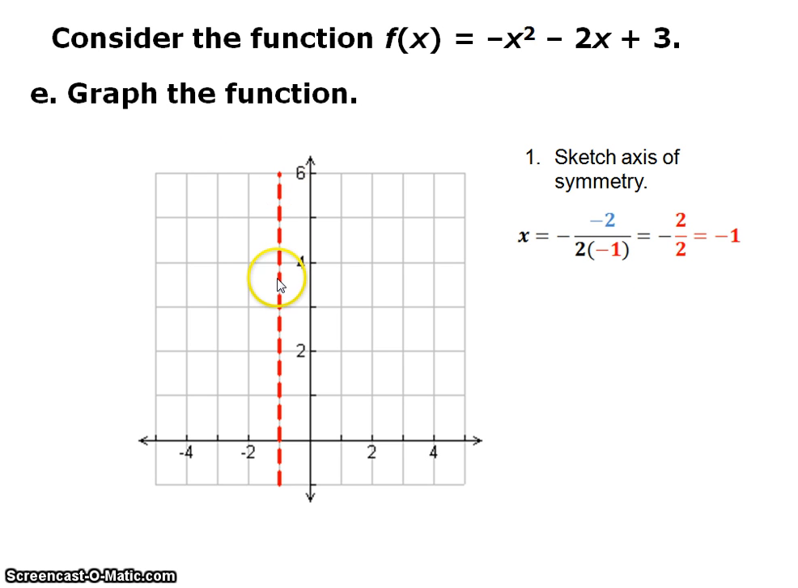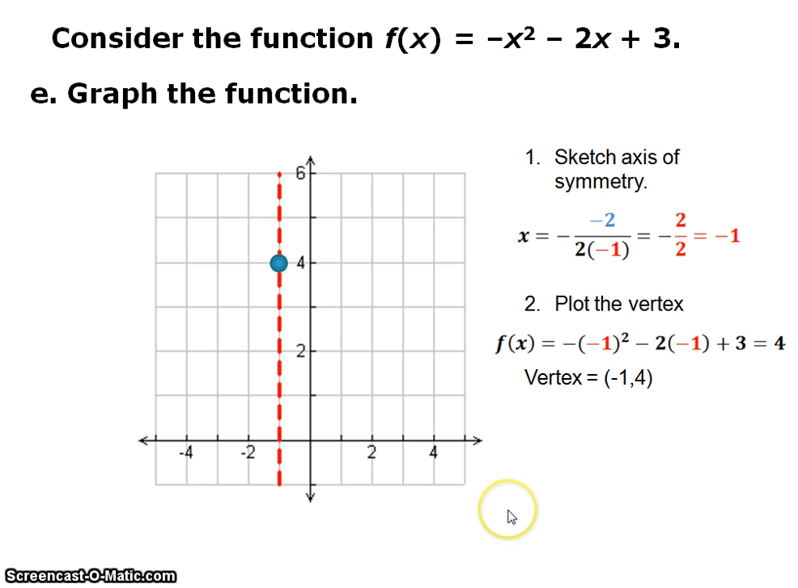And so I graph this vertical line at x equals negative 1. Next, I'm going to find my vertex by substituting negative 1 back into the original equation and solving for f of x. It ends up being 4. So I know my vertex now is at x equals negative 1 and y equals 4. And so I'm going to plot a point there. The next point I plot will be at the y-intercept. I know that's at 3. Right here, x equals 0, y equals 3.